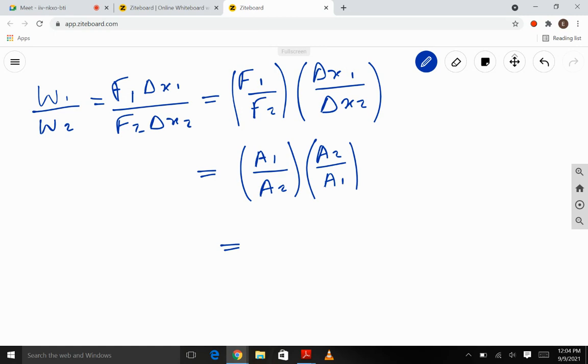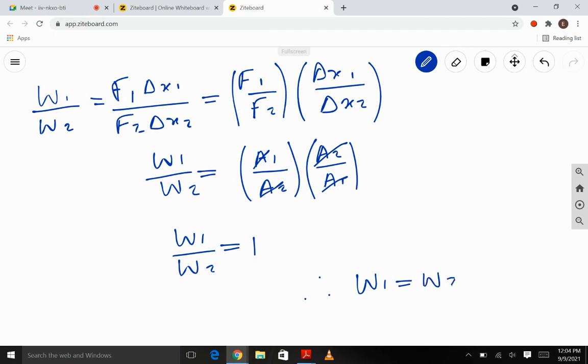So now remember all this is coming from W1, W2. So what we are going to get, this cancels, this cancels, this cancels. So we are getting W1 over W2 is equal to 1. So cross multiplying therefore gives W1 equal to W2. So meaning the work being done by the small piston and the large piston, they are the same. So that's about it, right? So that's how you want to go about that one.